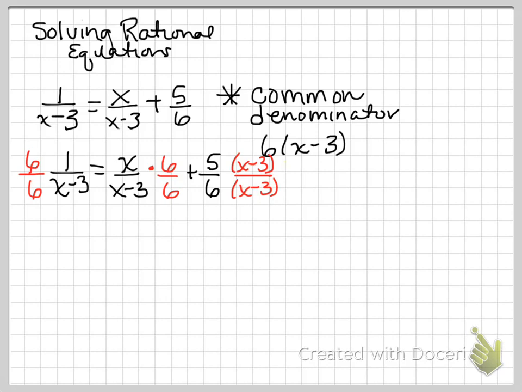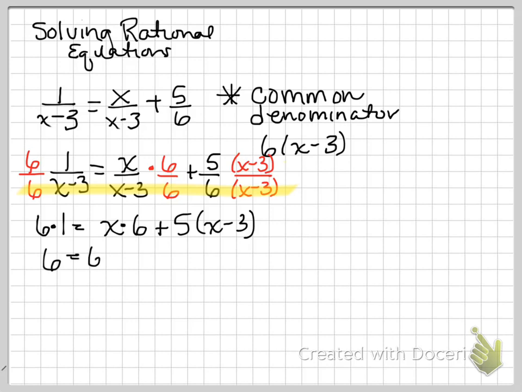Now, here's the really cool thing. All my denominators have exactly the same thing. And because I'm solving an equation, I can do the next step, and it's a really, really cool step. I can cross them all out. And I'm left with 6 times 1 equals x times 6 plus 5 times x minus 3. Simplify it, and let's solve it.